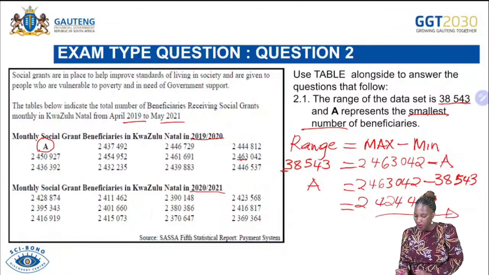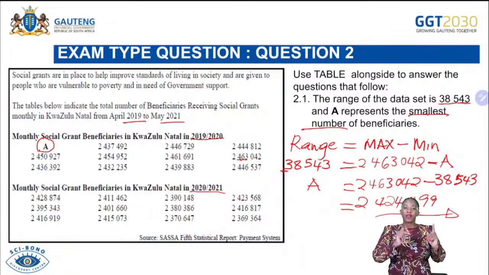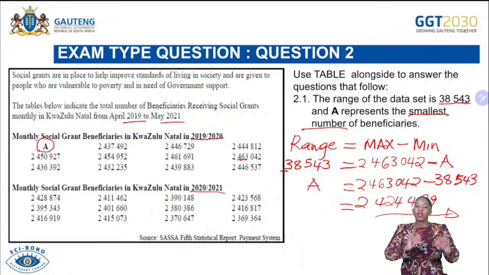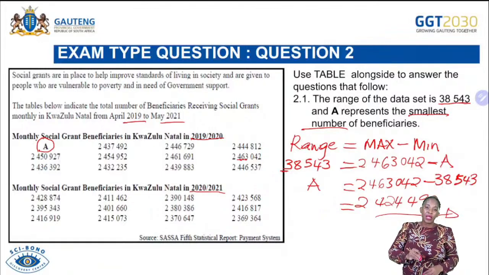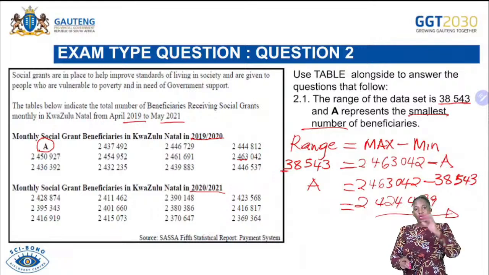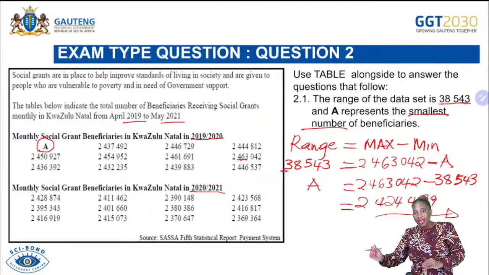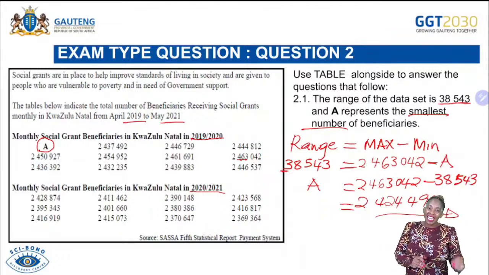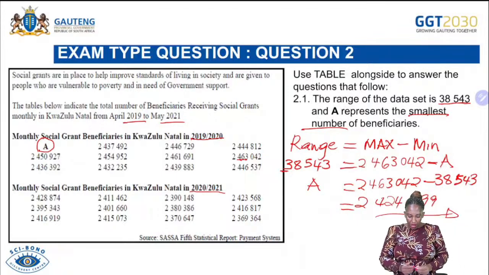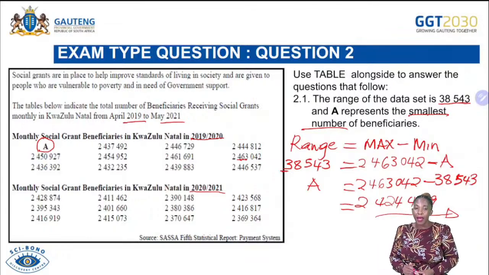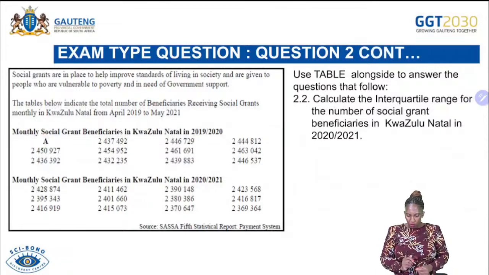Boys and girls, what is important with this one? They've given us the range, and then we substitute the range. They said we must determine the minimum value, which is A, because we already have the maximum value. So we just identify the maximum value, and then you subtract A. On the space of the range, you write the range that is given. Then you perform your calculations. Don't make a mistake by determining the range. The range is already given. Let's go to the next one.